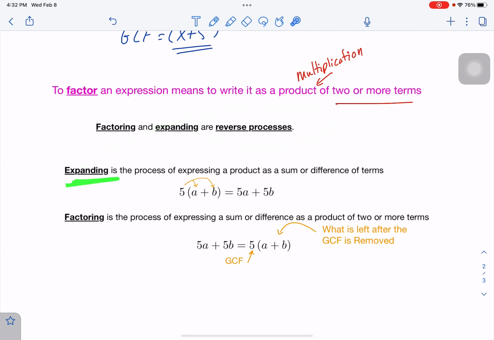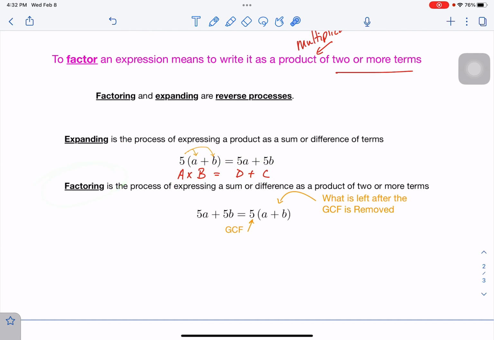So here's expanding. Expanding is the process of expressing a product as a sum or difference of terms. So this is your multiplication. This is A times B. That's a product, and we're expressing it as a sum, A plus B. Now, these A's don't equal each other, so let's get rid of that because I don't want to confuse the issue, but it equals D plus C. So I took A times B and made it equal to D plus C. That's expanding. You take multiplication and you change it into addition or subtraction.